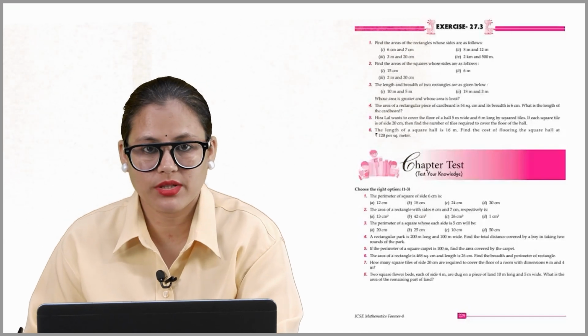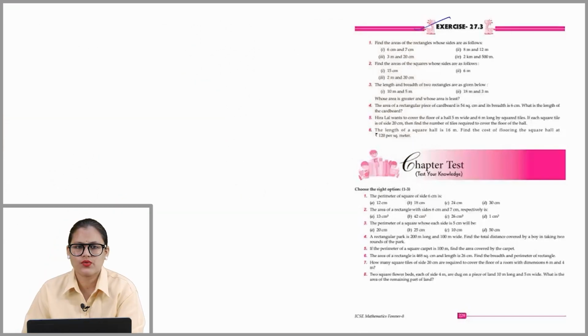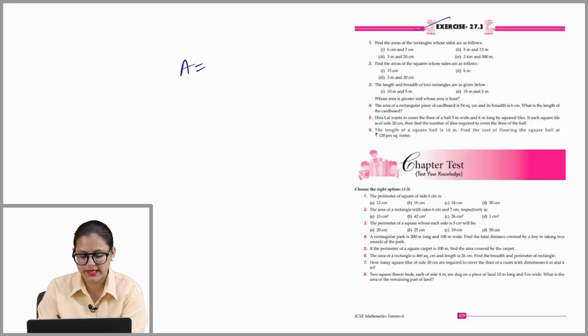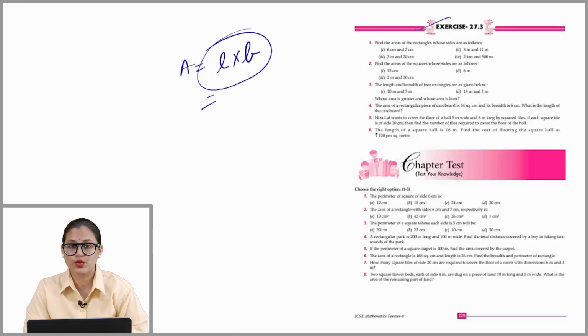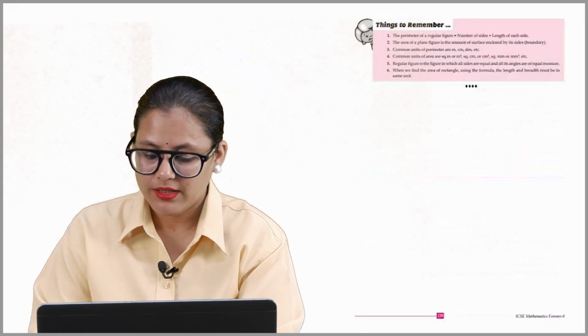Exercise 27.3. Find the area of the rectangle whose sides are as follows. Okay, students, length and breadth are given here. You have to just apply this formula. Area of a rectangle is length into breadth. Then you will multiply length and breadth and you will write your answer in centimeter square or meter square or kilometer square, whatever unit is given. It should be in square units.